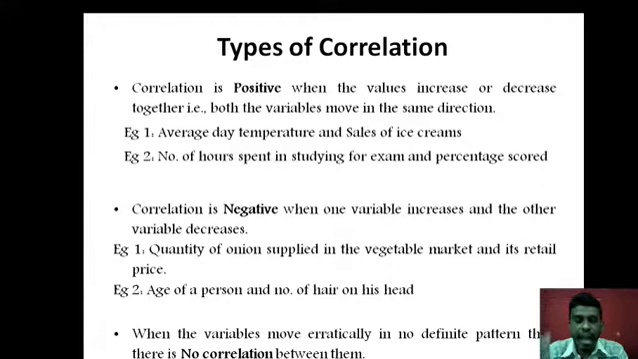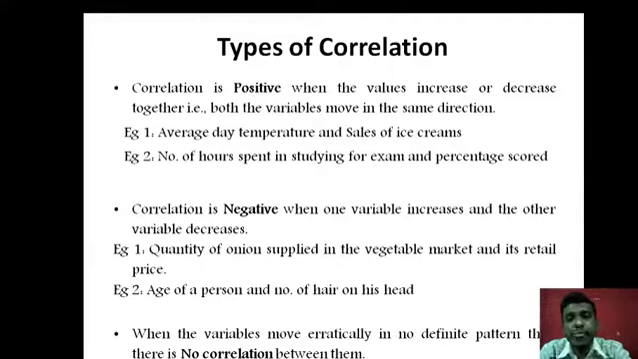An example of positive correlation may be average day temperature and sales of ice cream. As the average day temperature goes on increasing in the summer days, that is from January, February, March, April, May, the sales of ice cream, the sales of cold drinks, move up. So this follows a positive correlation. Another example can be the number of hours spent studying by a student for an exam and the percentage he or she scores. If you spend more hours studying or practicing problems, you will score better marks in the examination. So these again are examples of positive correlation.